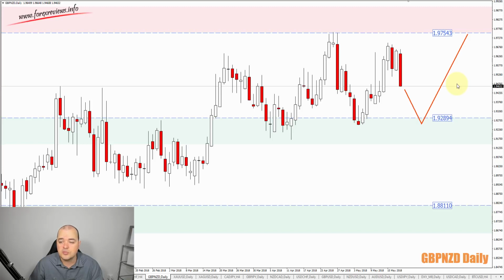So overall on GBP New Zealand, the 192.89 zone area is an area that, if price action retests this area this week or in the near future, is an area on this market where we're just looking for bullish evidence and a potential move to the upside from this important area. Okay, well that's that market.